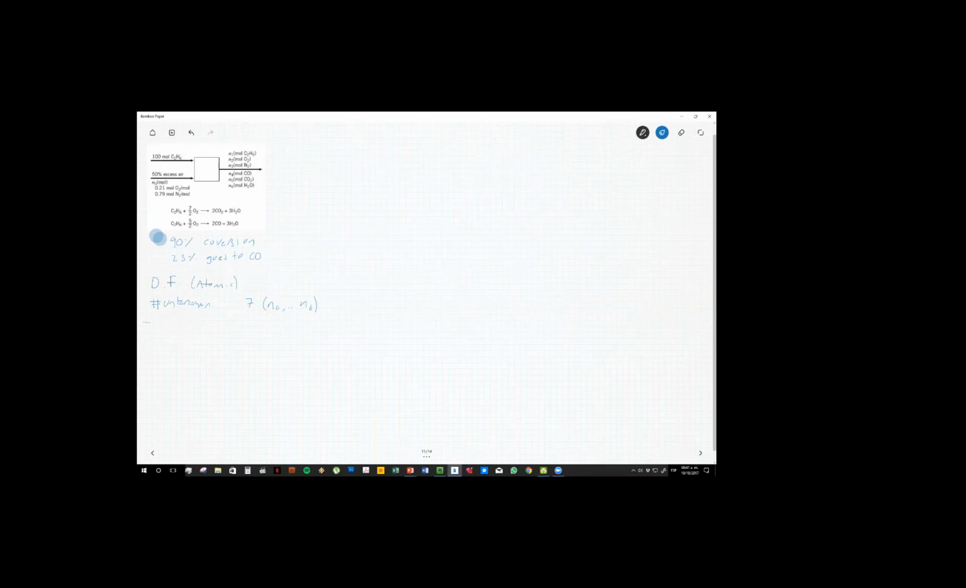I'm going to subtract the number of atomic balances, which is 3 atomic species, that is carbon, hydrogen, and oxygen. I'm not counting nitrogen because nitrogen doesn't react, right? Then we have the other equations. I'm going to put them in separate values so you can know which. We have 3 different equations.